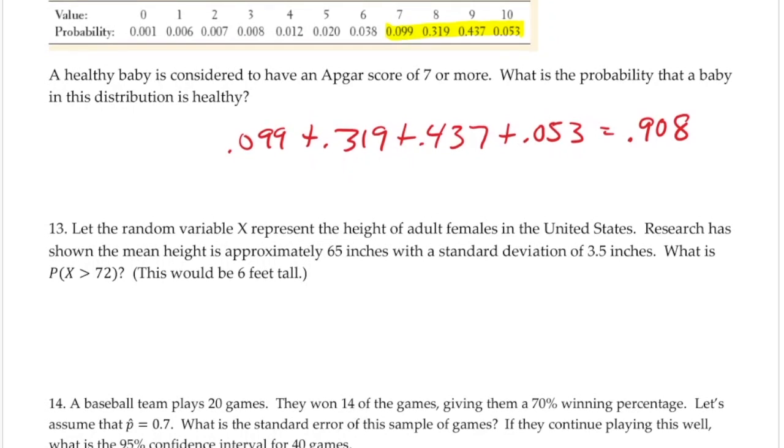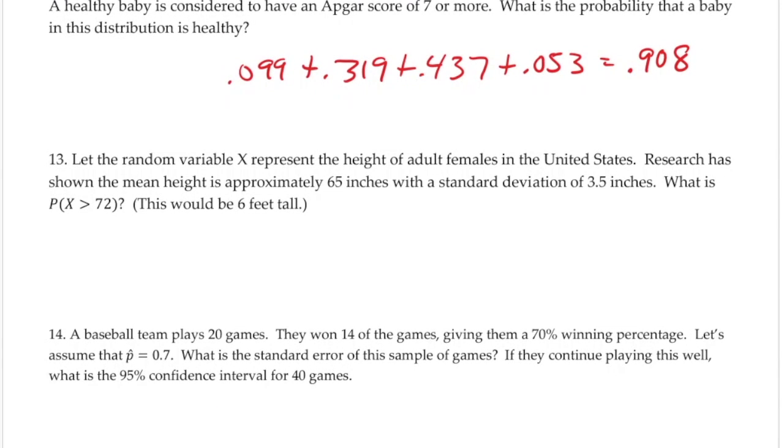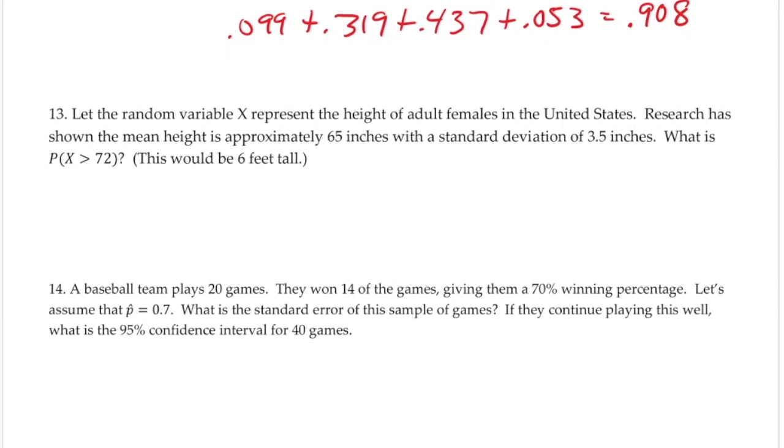13. Let the random variable x represent the height of adult females in the United States. Research has shown that the mean height is approximately 65 inches with a standard deviation of 3.5 inches. What is the probability that x is greater than 72? And that would be a 6 foot tall female. So what we have to do is find the z-score and then look that number up in the z-chart and then make sure we have the correct probability.